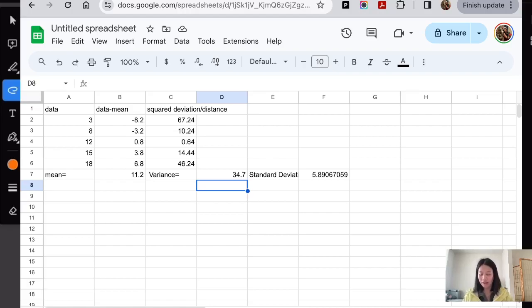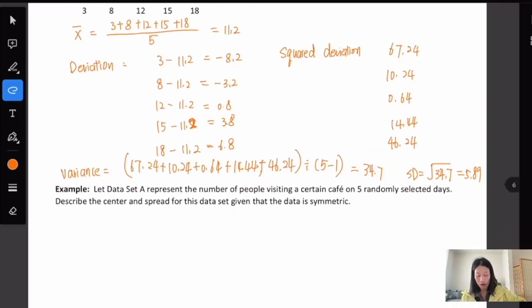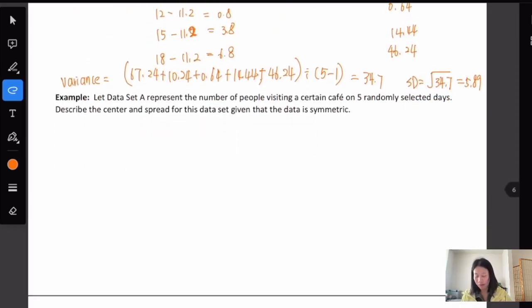So please practice the Excel sheet by yourself at home. You might need to use that during your test or quiz. So in your quiz, what I expect is I want you to show me all of these detailed steps. You can use an Excel sheet to help you, but I still want you to show me the steps.